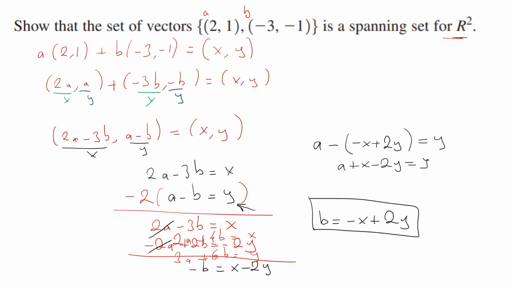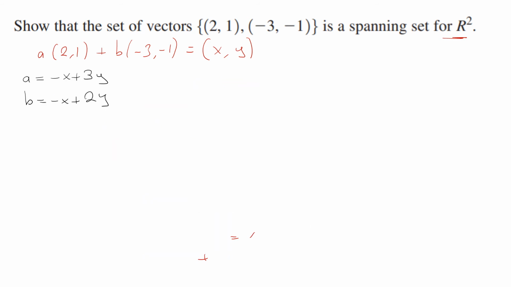Send everything to the other side, so I'm left with a. So right now I'm left with y minus x plus 2y, which I can add these y's together to get a value of a equaling -x plus 3y. Now, what I need to do is, I have the equation for a and b, but I don't know the values of a and b.